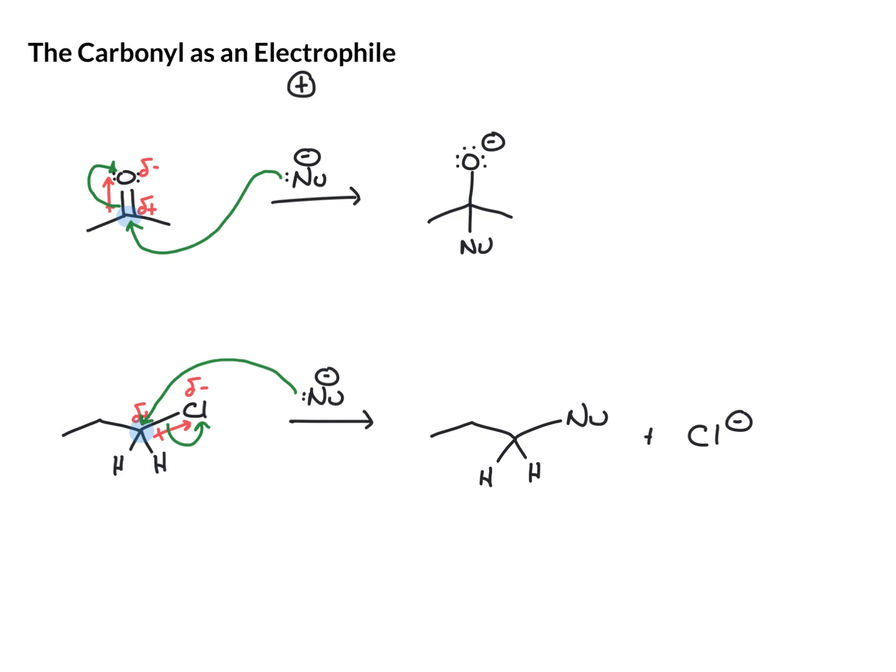Now, what we're going to see in this chapter are a couple different nucleophiles. We're going to see hydride as a nucleophile. We're also going to see carbon as a nucleophile, and that's going to be something like CH3-, or we'll have various different organometallic species.